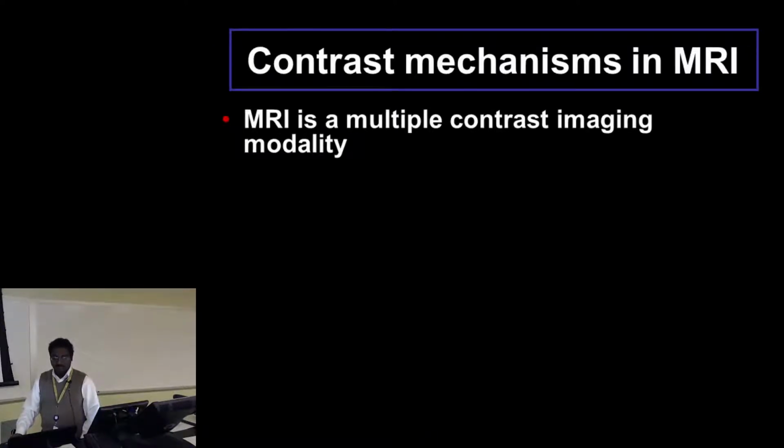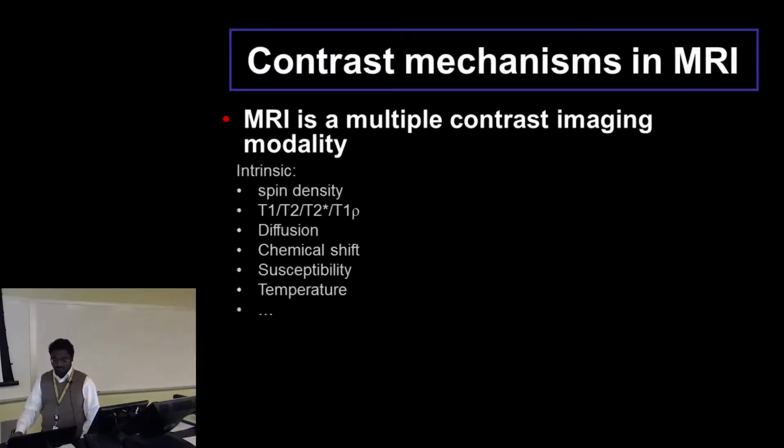Okay, so MR, as you might already have known if you're at least exposed to some part of that imaging, can generate quite a few types of contrast. Some of the basic types, of course, are the spin density, T1, T2, T2 star, T1 rho, diffusion, chemical shift, susceptibility, temperature, etc. These are intrinsic material properties that can affect your signal, and you can see from your Bloch equations that rho naught and T1 and T2 are already there in your Bloch equations, right?